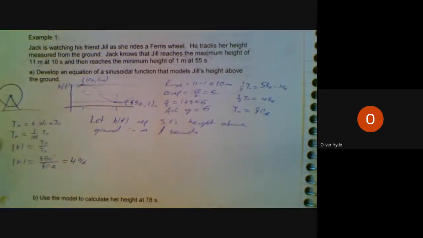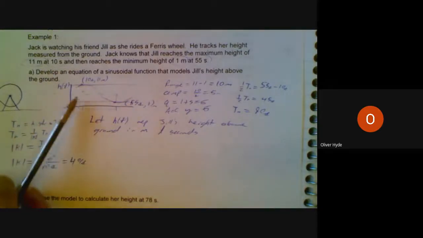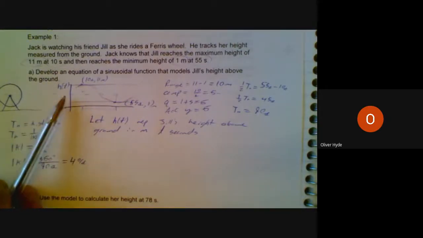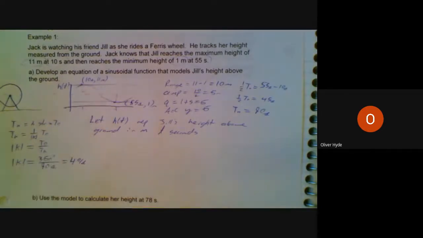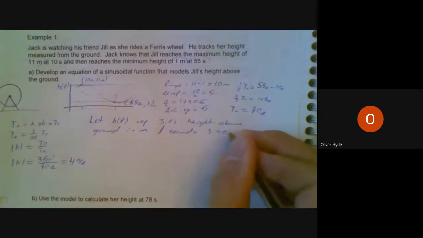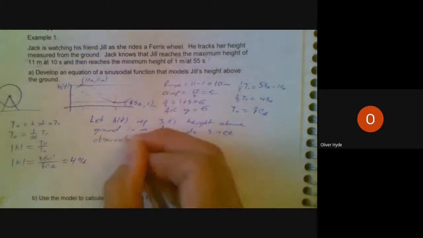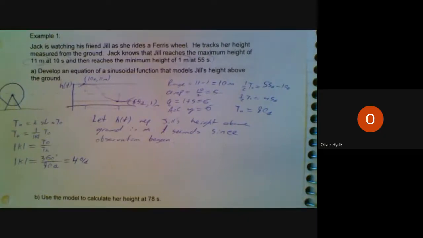Turns out Jack started his stopwatch at maybe not a great time. All we know is he looked at his stopwatch, or maybe the wheel wasn't at full speed. So he started his stopwatch, realized that the wheel wasn't at full speed, and waited 10 seconds until it looked like the wheel was at full speed. Anyways, let's just say t seconds since observation began. Okay, nice, safe, non-committal declaration.